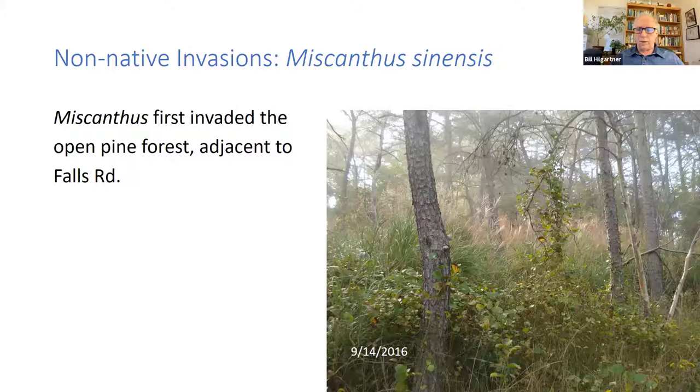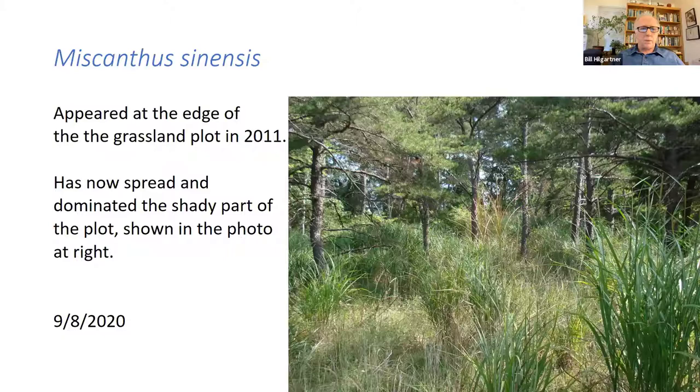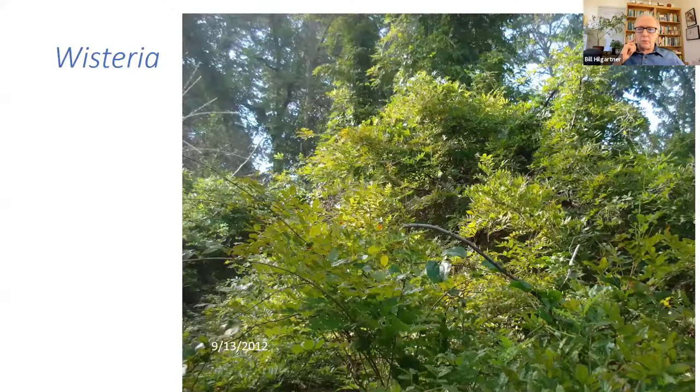Well, I was wrong. Because by 2011, even though it had been under some control, some members of the Lake Roland Nature Council had tried to eradicate some of it, but it popped right back and appeared at the edge of the grassland plot in 2011. It's now spread and dominated the shadier part of the plot, shown in this photo. That was once pretty much a little blue stem grassland within the middle of these pines. Another plant that's really taken over, more in the forest, is the wisteria. You can see it's pretty much overwhelmed these trees.